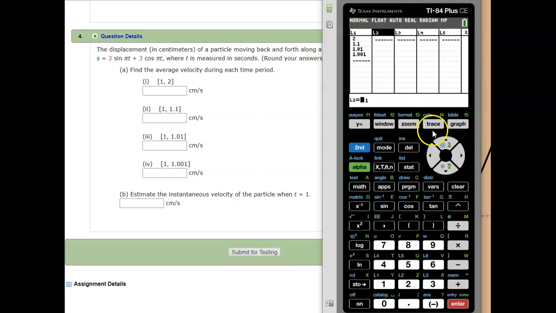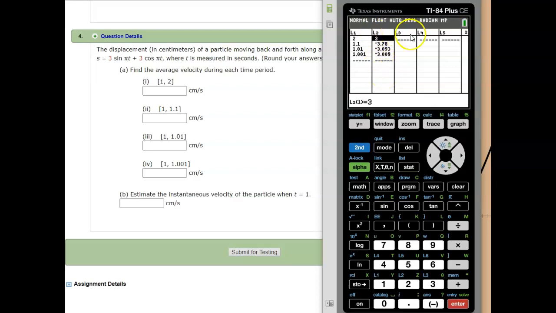I have to give it an X value. Now this is function notation, so I have to have a parentheses, and I want the X values to be the ones in list 1. Second list 1. I'll close that out and enter. So now I get all the Y values that I needed.